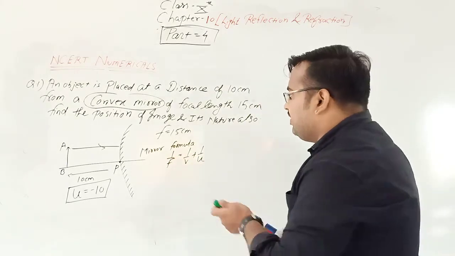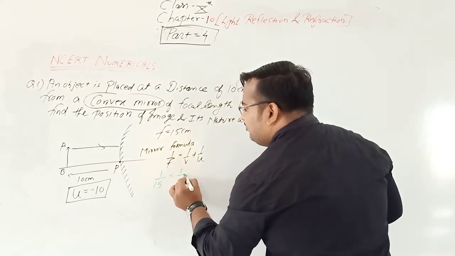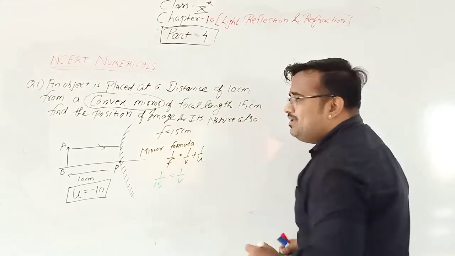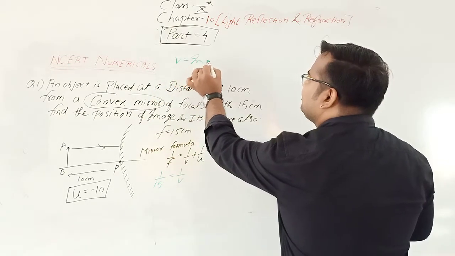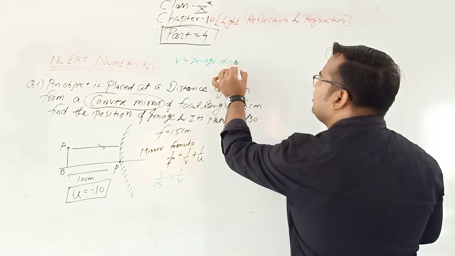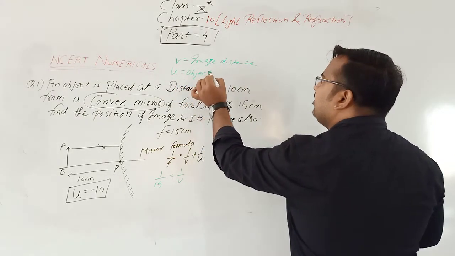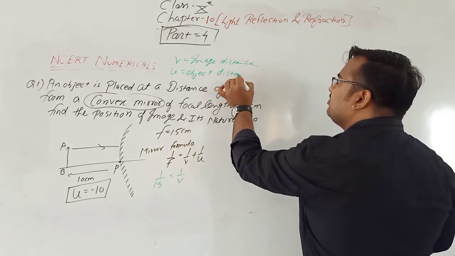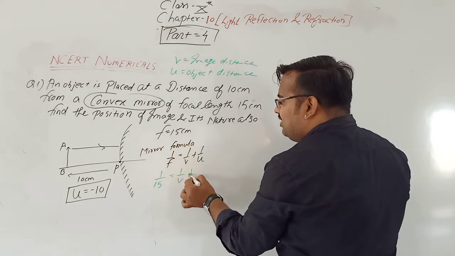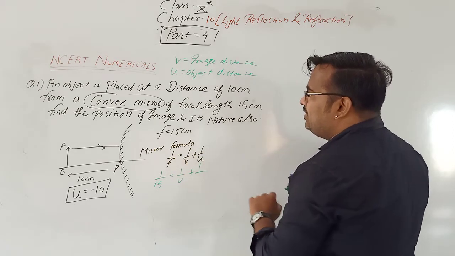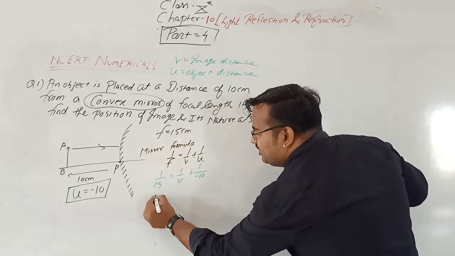Okay. Now, what is the focal length? Focal length is 15. Is V given? No. V means image distance. Let me write: V is image distance, U is object distance. So V is not given, that means image distance is not given. What is U? U is object distance. So it is minus 10. So we will do the calculation.